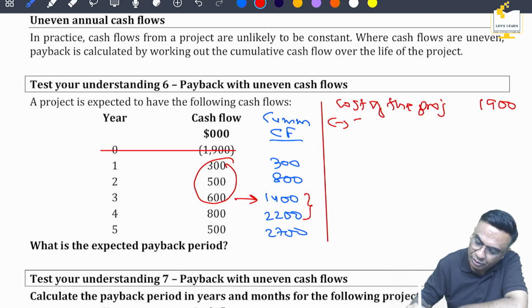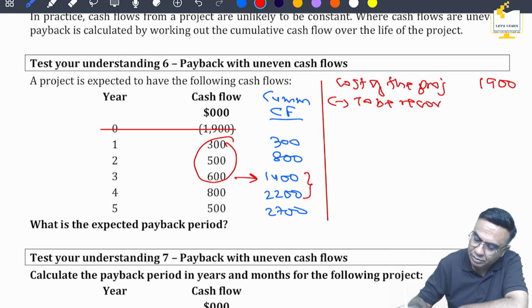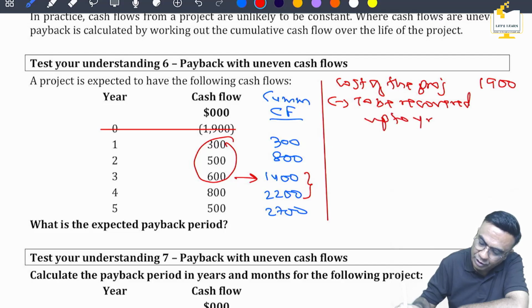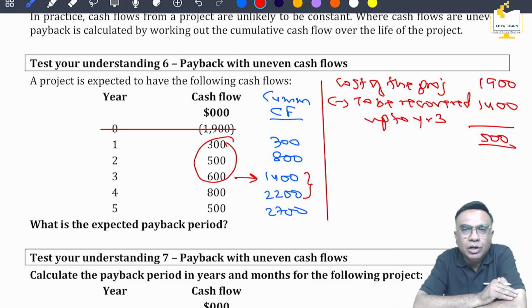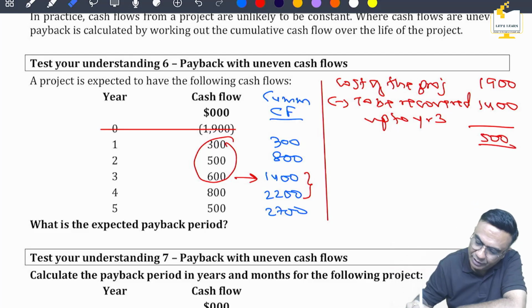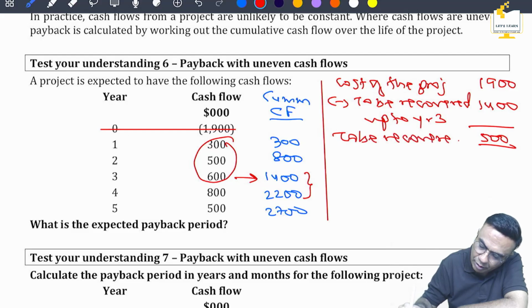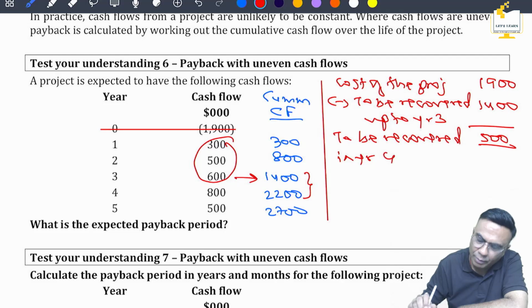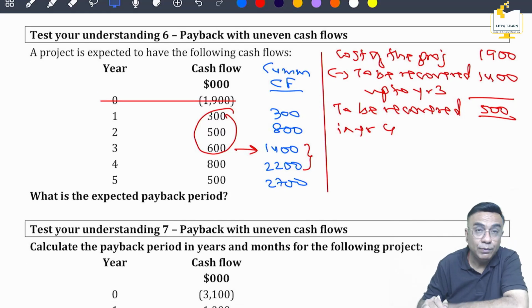So to be recovered up to year 3, that is 1400. So what is pending now? 500. So you want to recover 500 in the last year, right? So that is to be recovered in year 4. Now what is the cash flow for year 4?